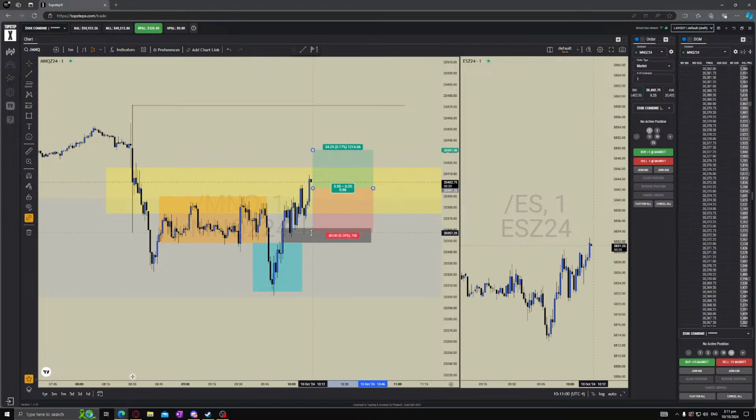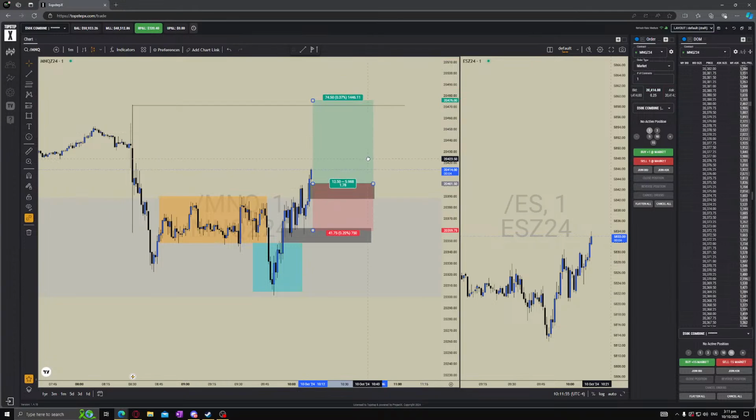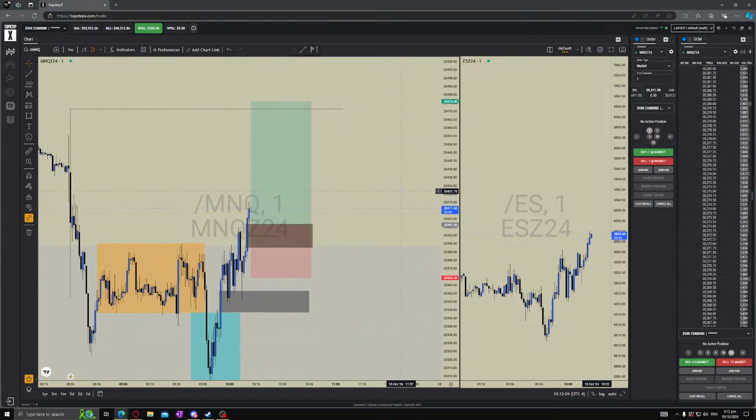So a good entry would be something like this. Just too big of a stop loss. Not a fan. Not a big fan of it. Maybe if we make a fair value gap here. Might be interesting. This entry right here might be quite interesting. It's just a really big stop loss, which I'm not a fan of.